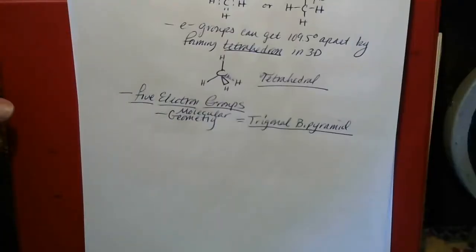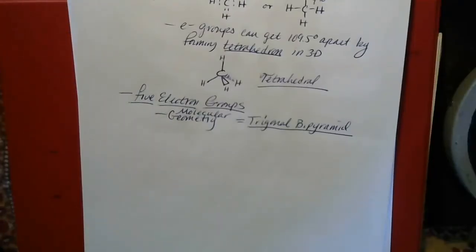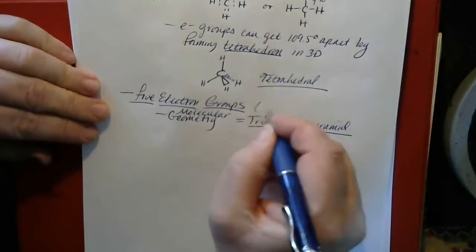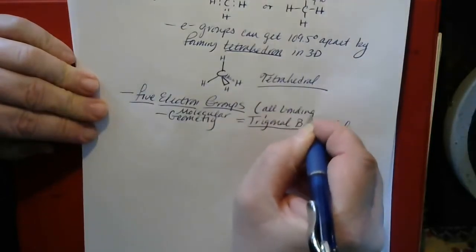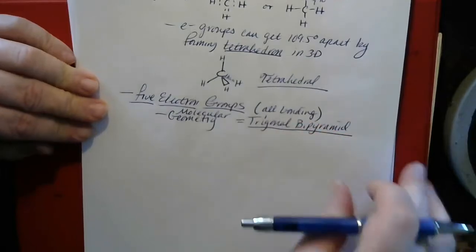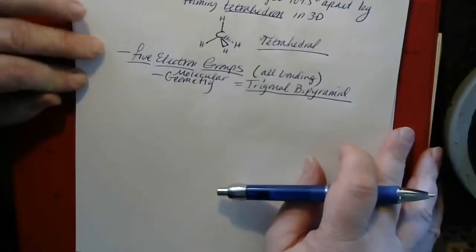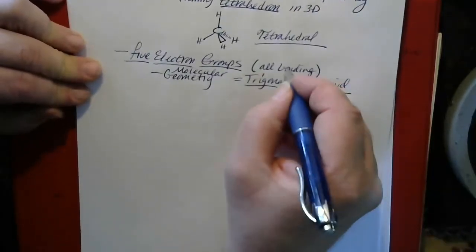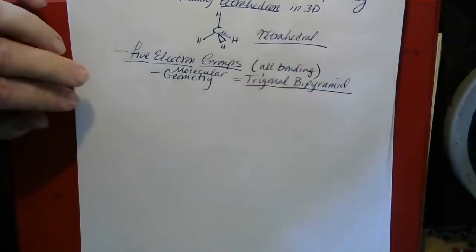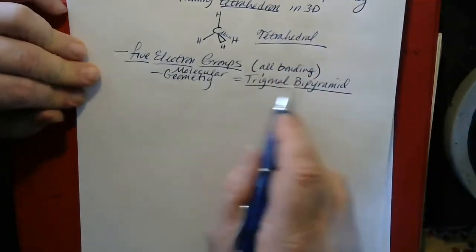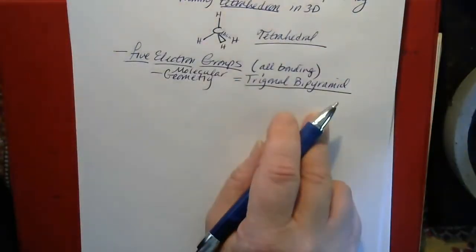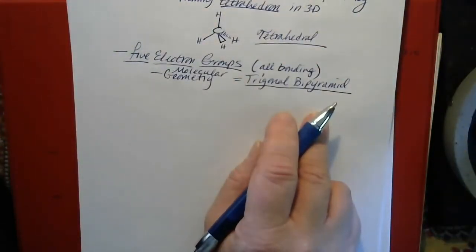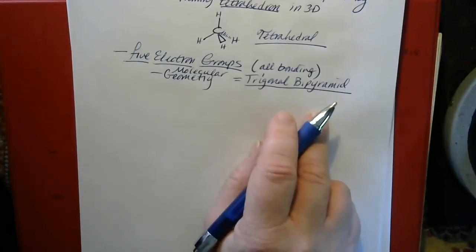All right then, with 5 electron groups, and remember, we're still talking about situations where these are all bonding groups and no lone pairs. The molecular geometry would be what's known as trigonal bipyramid, which is a complicated sounding name. And that's because this is actually getting to be a fairly complicated kind of geometry.